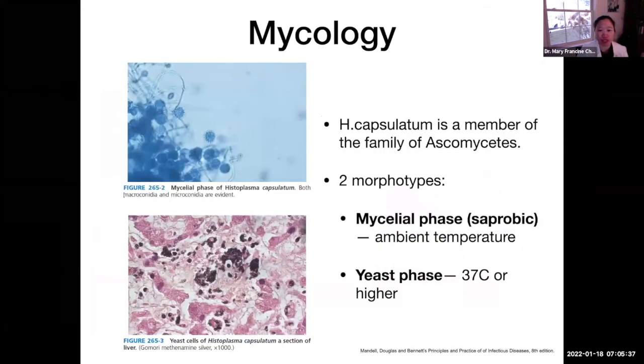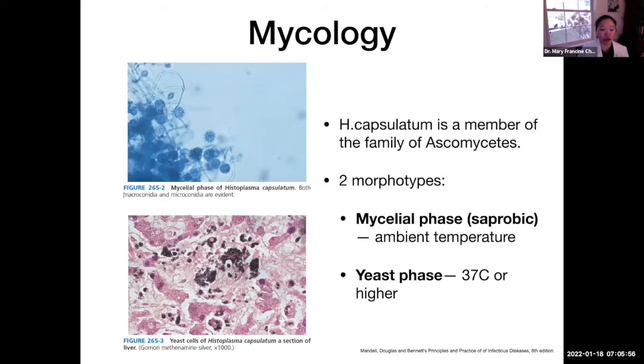So let's proceed to the mycology of this disease. Histoplasma capsulatum is a member of the family of Ascomycetes. There are two morphotypes. So this is a dimorphic fungus. There's the mycelial phase, which is the saprobic phase, and the yeast phase.